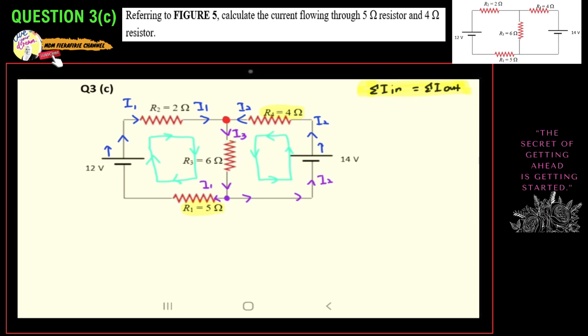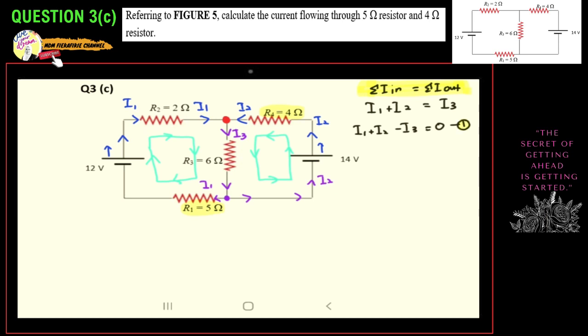Okay, so kita letak siapa yang into the junction? I1 and I2. Siapa yang keluar? I3. Okay, so saya akan rearrange this equation. Okay, letak yang ada I dekat one side only. So dia akan jadi I1 plus I2 minus I3 is equal to 0. Okay, so this is my first equation.